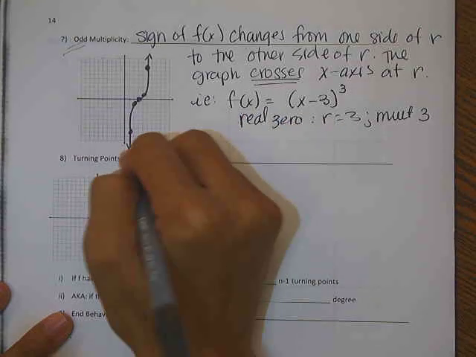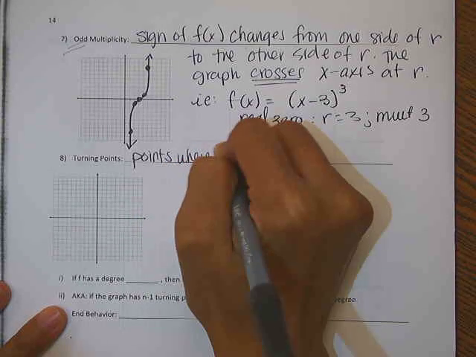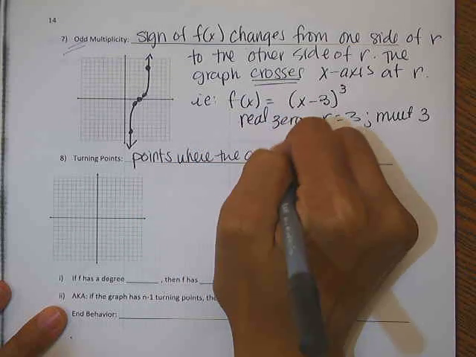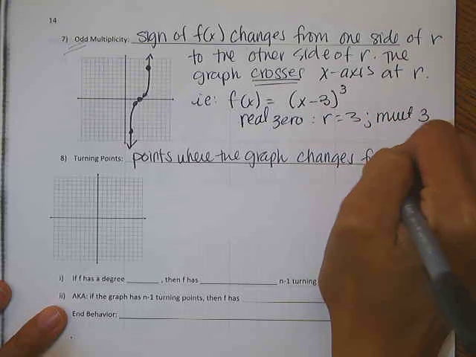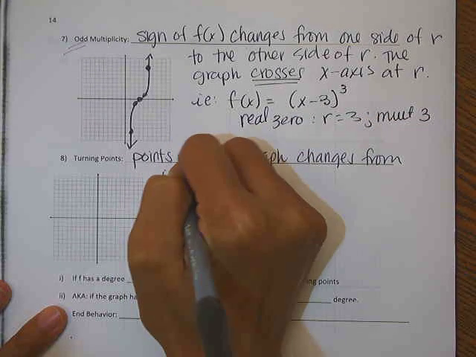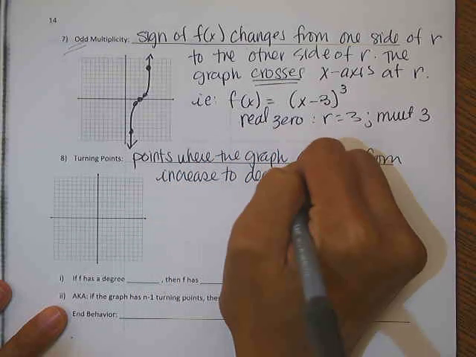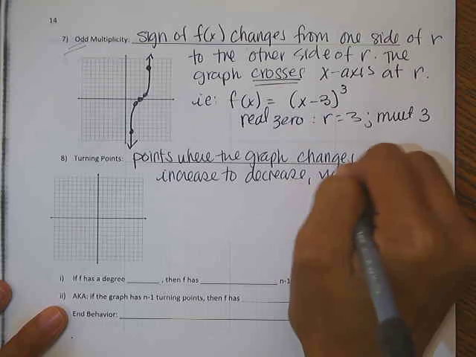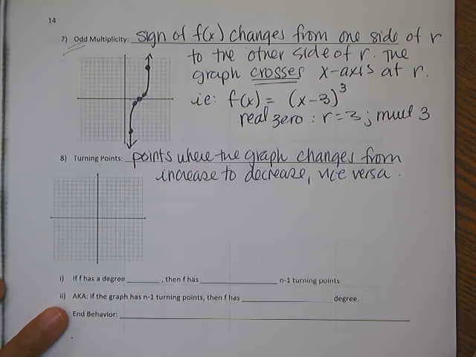Turning points are points where the graph changes from increase to decrease, or vice versa. Okay, so let's just make up some random graph.